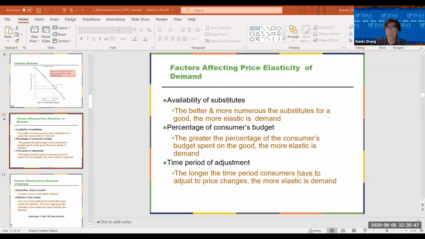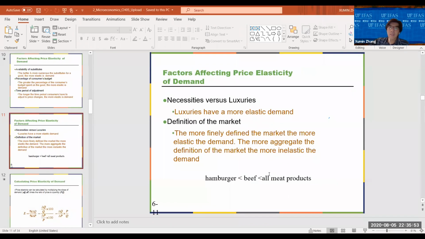So this is more like where they become more elastic. And there are other things like this: is it a necessity, or is it a luxury good? Generally speaking, for necessities like staple foods, even if the price changes, we have to eat, we have to feed ourselves, right? So it becomes inelastic. But luxury goods become quite elastic, because if the price changes, we stop consuming, or we stop purchasing.